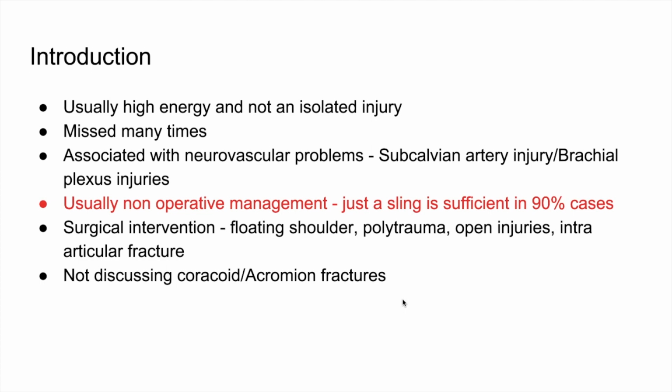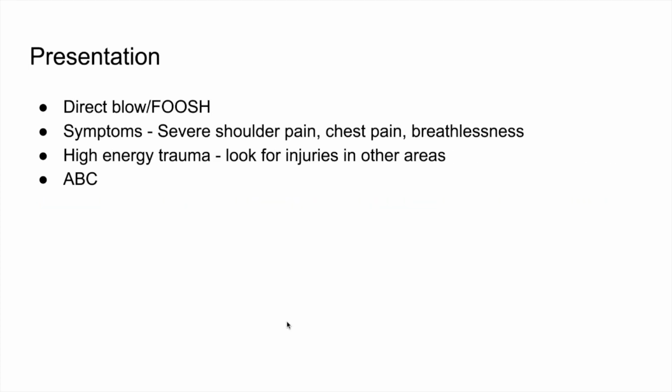When do you need surgical intervention? When there is a polytrauma, when there is a floating shoulder, that is an injury to the suspensory mechanism of the shoulder, when there are open injuries, and when there are intra-articular fractures. So these are some of the indications for surgical interventions. Today we're not going to be discussing coracoid or acromion fractures, which we will do in another video.